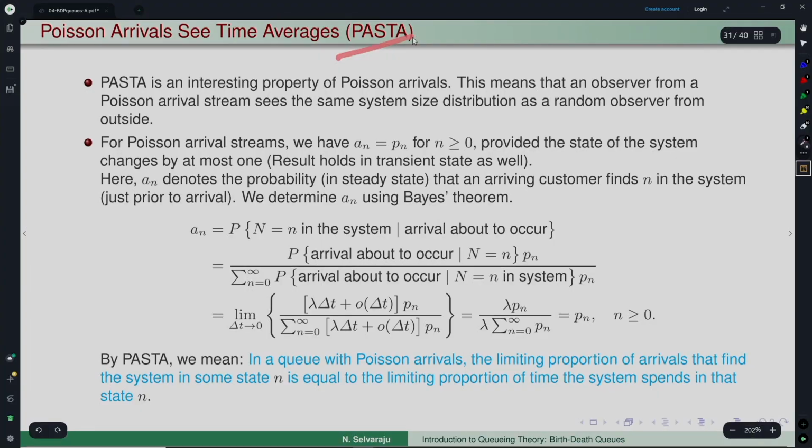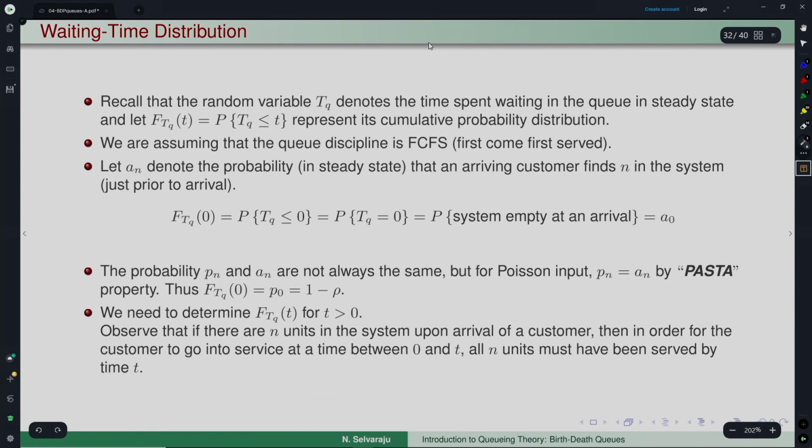So, the PASTA property means the equality of A_n and P_n, right, that is what you have. Okay. So, this is the PASTA property, which is what we will use now in this computation. We want to know the waiting time distribution. Recall that T_Q is the time spent waiting in the queue in steady state, and F_TQ(t) is its CDF. And we are assuming that the queue is FCFS, because till now we did not worry about that, but for the waiting time distribution this is required.